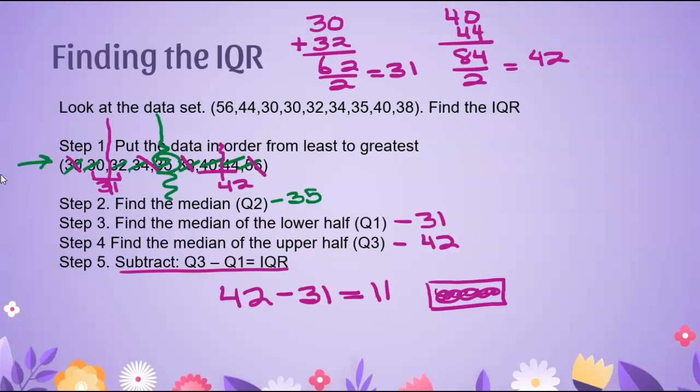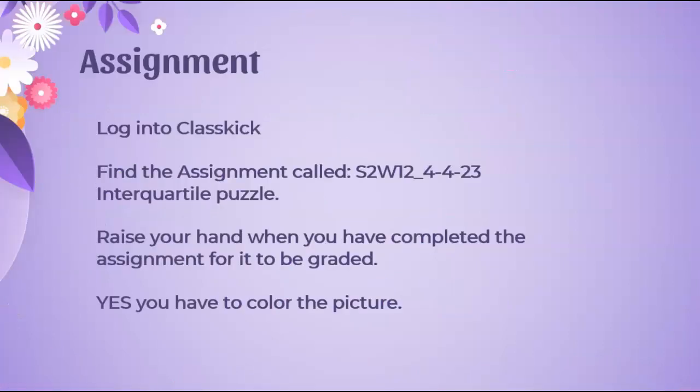So you have an assignment. If you log into Class Kick, you can find the assignment called S2 Week 12, W12. Today's date for 4/23, it's called the Interquartile Puzzle. So you'll have to find the interquartile range of each one of the problems. It'll give you a number, and the number correlates with a color, and you got to color the picture. And yes, you do have to color that picture. That's part of your grade.